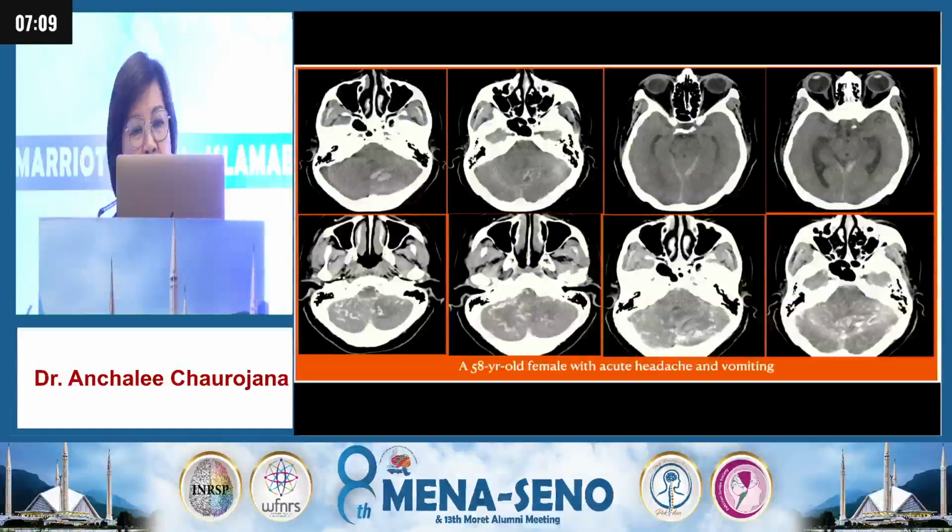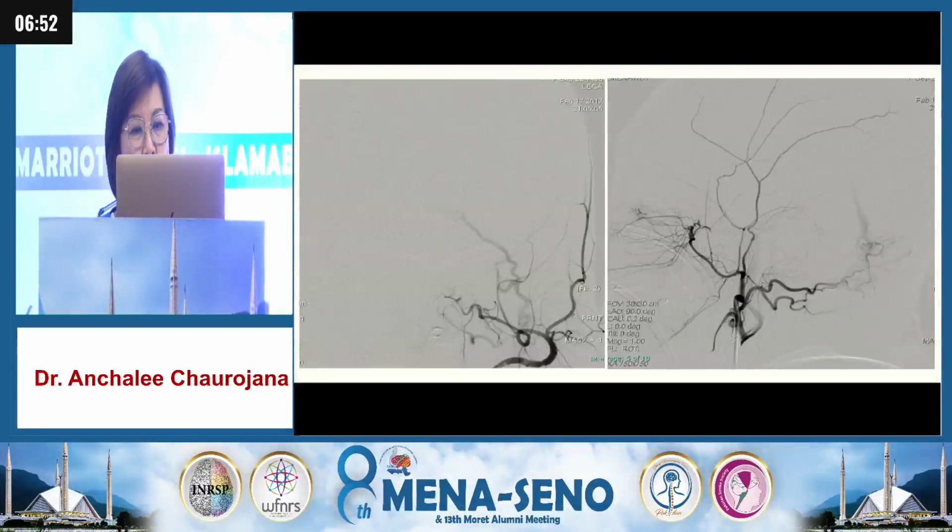So this case came in. Please notice this is a female. She came in because of acute hemorrhage. You can see it at the cerebellum, and from the contrast CT, you can see the significant dilatation of the cortical reflux at the posterior fossa.